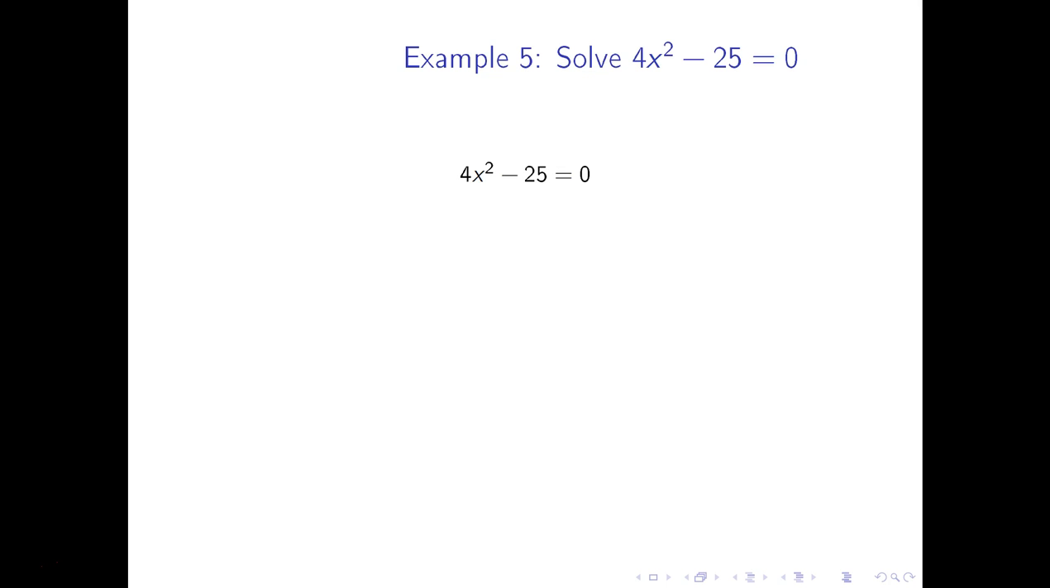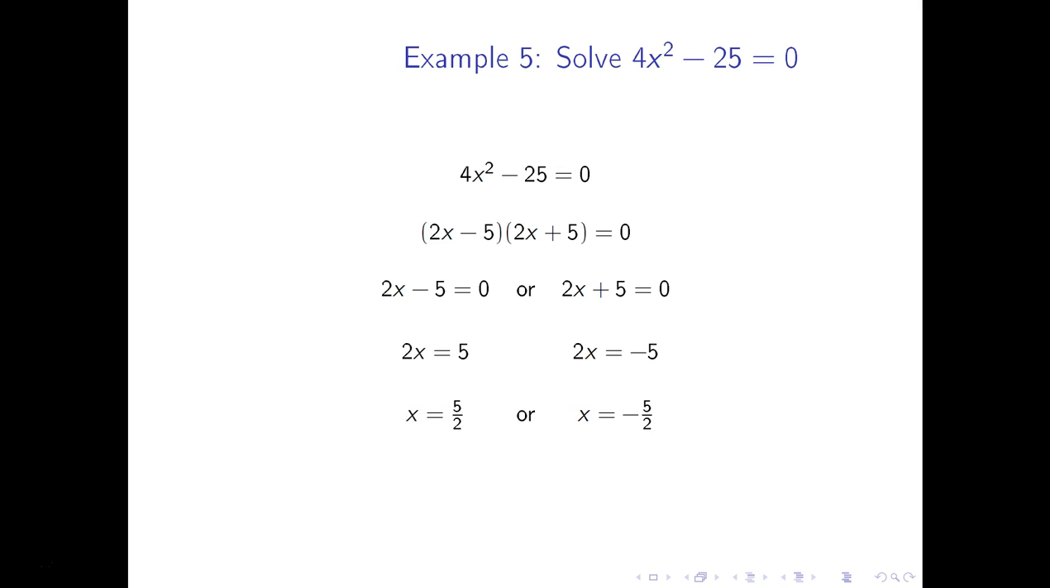Welcome back. Hopefully you recognize this is a difference of squares, so we can use that rule. We get 2x minus 5 and 2x plus 5. Again, set them equal to 0 and solve them, and you're going to have x is 5/2 or x is negative 5/2. So notice they're very similar, but one's positive and one's negative, very much like how difference of squares works.